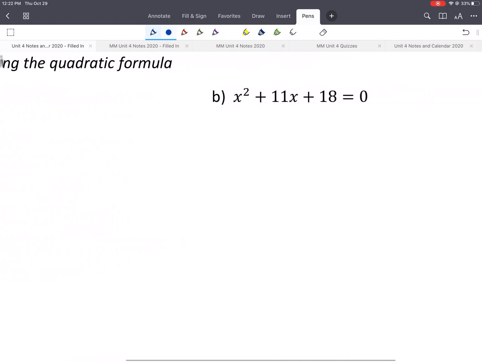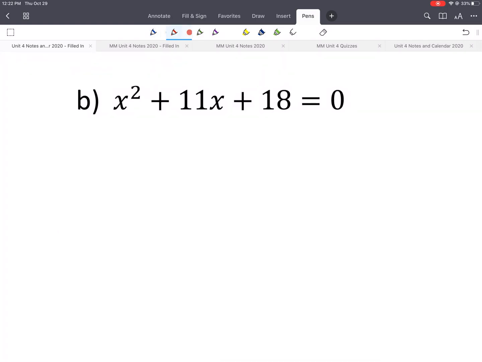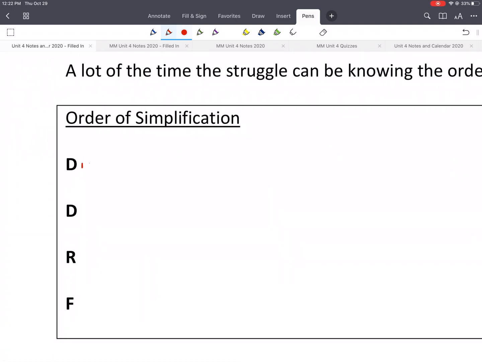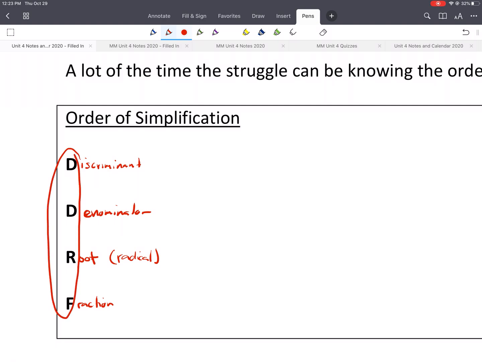All right, so here's another one. Pause and give this a try if you'd like. Okay, again, these are the orders of simplification. First is the discriminant. If I spelled that wrong, I'm not sure. Then maybe the denominator. Okay. And then we'd want to simplify the root, or the radical, however you want to say it. All right? And then we would want to simplify the fraction.